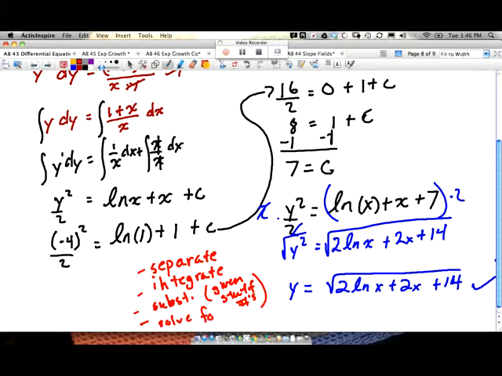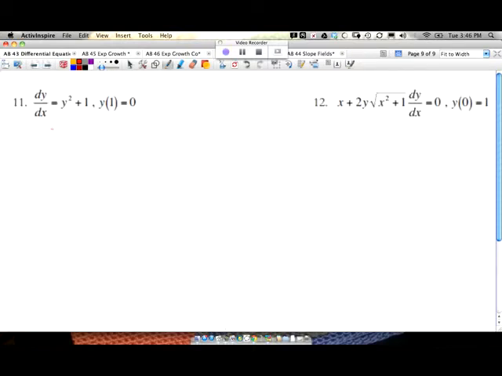Then we solve for c, and then rewrite. That's what we basically did there. Okay, so let's do it again, 2 more times, and then we'll be done.